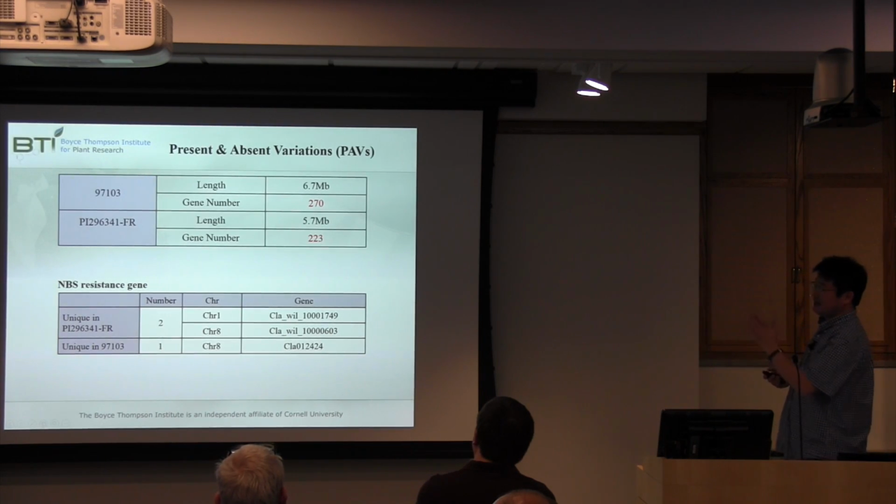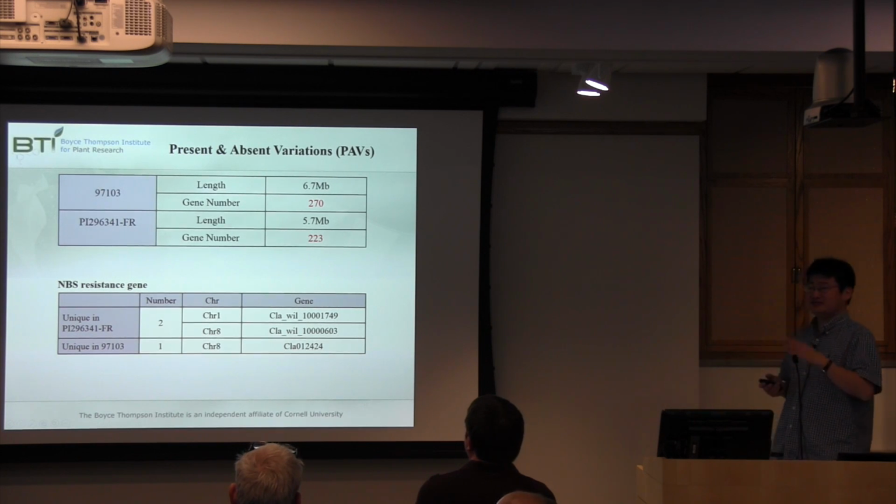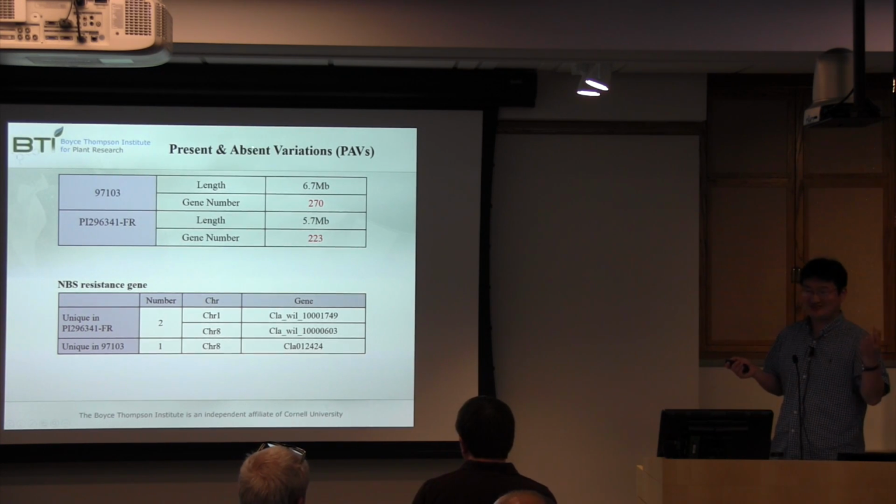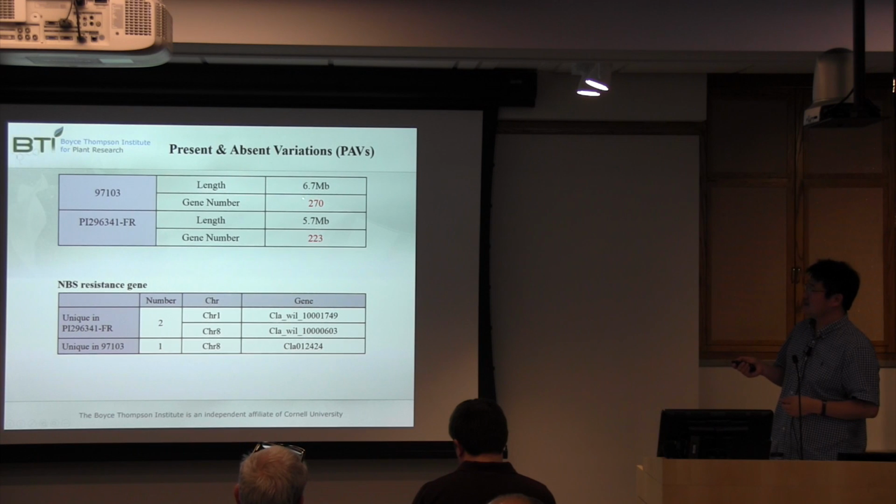We also identified the large structure variations, the present and absent variations. In 97103, we identified 6.7 million base pairs, compared to like 200 or 600 kilobase. It's much, much more. The genes affected by this number 270. And we also identified 5.7 million base pairs of present variations in this wild watermelon. It contains 223 genes.